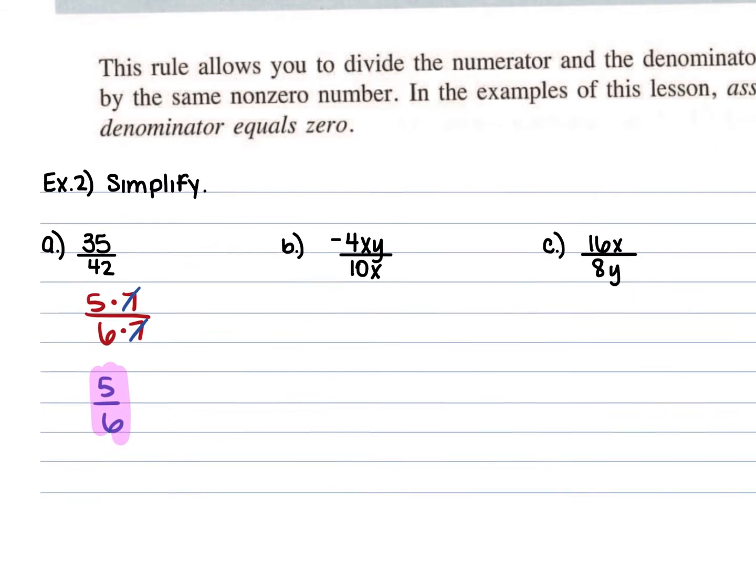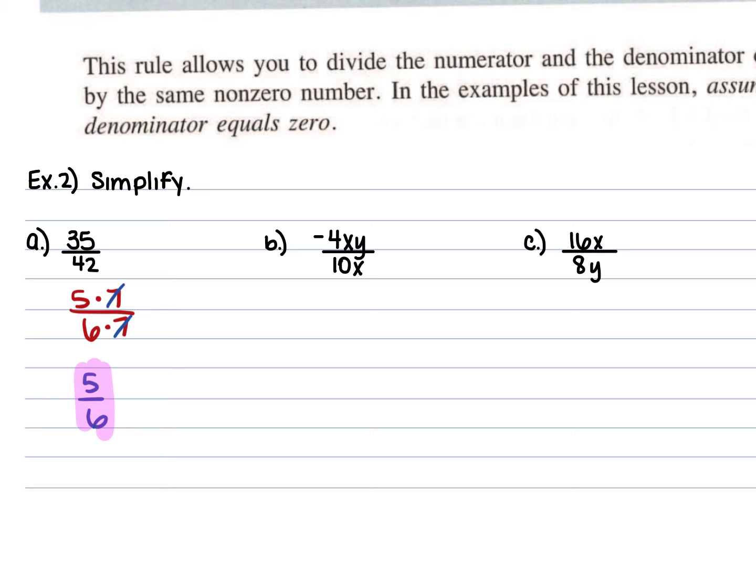For example B, we have negative 4xy over 10x. That negative 4, we can represent that as negative 1 times 2 times 2. We also have an x and a y up top. The 10 on the bottom is 2 times 5, and we have that x on the bottom as well. You have a 2 on the numerator and the denominator. You have an x in the numerator and the denominator. So from here, you multiply what's left over once you cancel those out, and you just have negative 2y over 5.